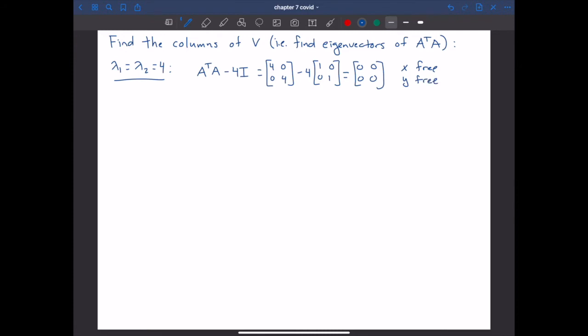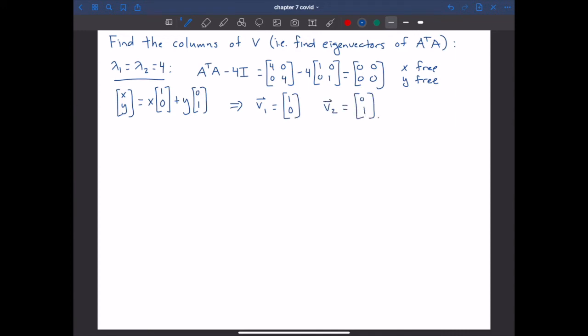So if our eigenvector is x, y, we don't have any equations to replace either of these variables. They're both free variables, so they just have to stay put. But we split up our vector like we normally would. So this becomes x times 1, 0 plus y times 0, 1. And this gives us two eigenvectors: v1 equals 1, 0 and v2 equals 0, 1.